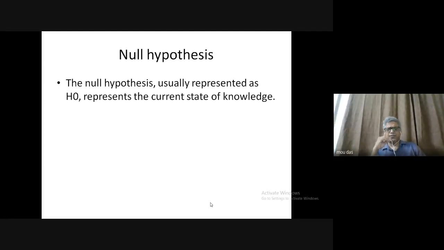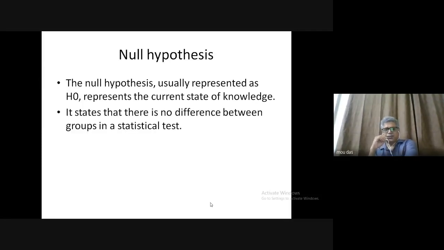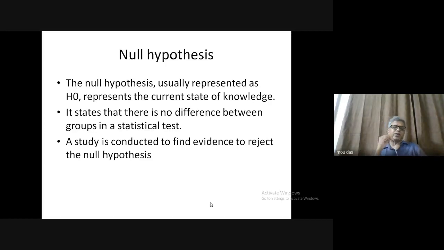It is generally represented by H0, and it represents the current state of knowledge. That is, before cetuximab was used, we knew that radiotherapy is good enough, and adding anything wouldn't change the locoregional control. That there is no difference, and we conduct the study to find enough evidence to reject the null hypothesis. It's like a straw man logic. You say something which is not true, but you want to make that false. You say the opposite, and then give evidence to say this. Suppose we take that there is no effect, and then we give the evidence and say this. The null hypothesis is rejected.